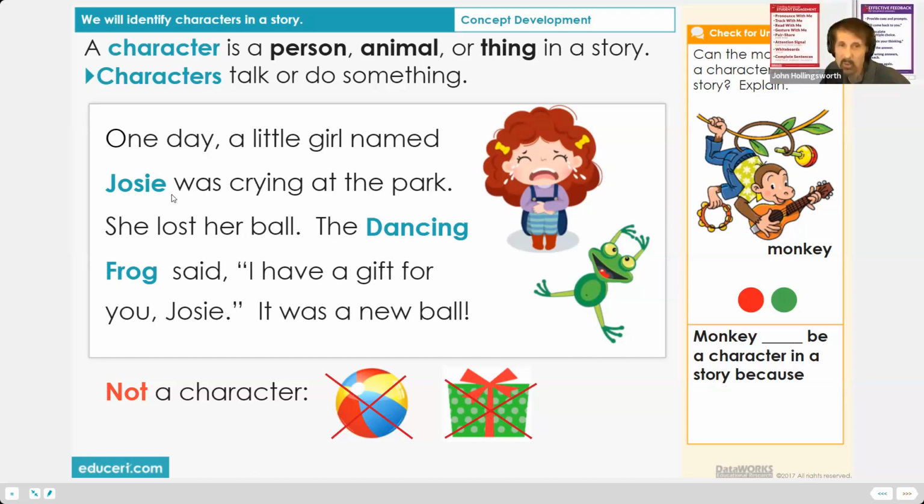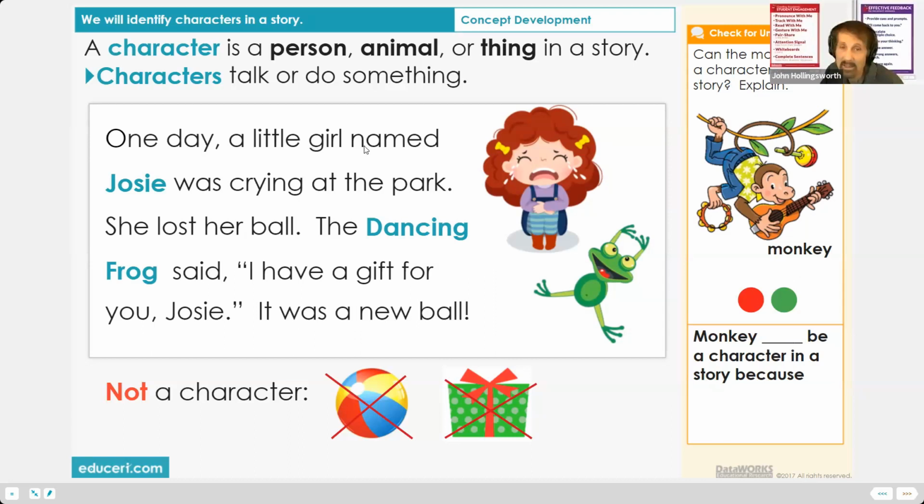And we have some characters, right? This is Josie. Can we all say that? Josie, she's a character in the story. And the dancing frog, let's read that. Dancing frog, that's a character in the story also. Remember we said it can be a person or an animal. Now to be a character, there's some important things. Look up here, I'll read. Characters talk or do something. Let's read that together. Ready? Characters talk or do something.